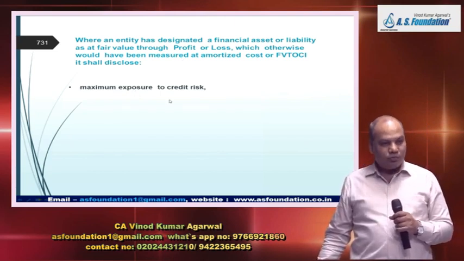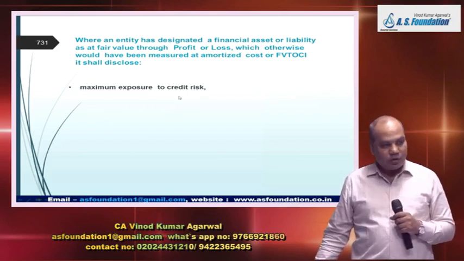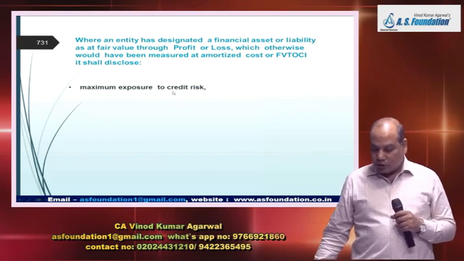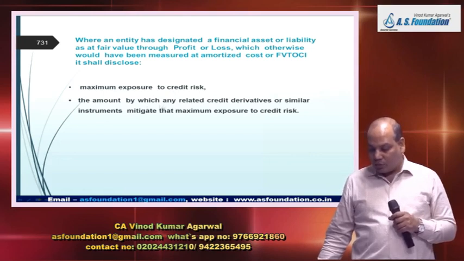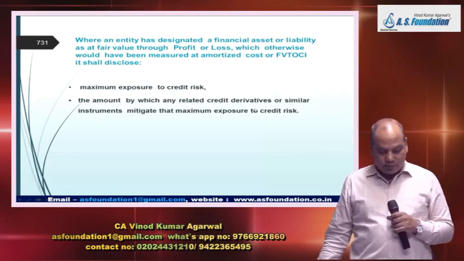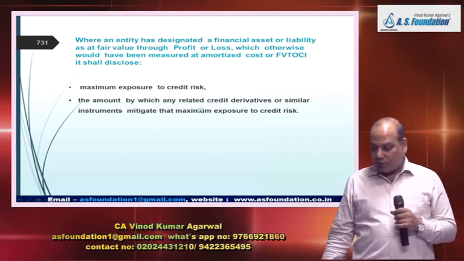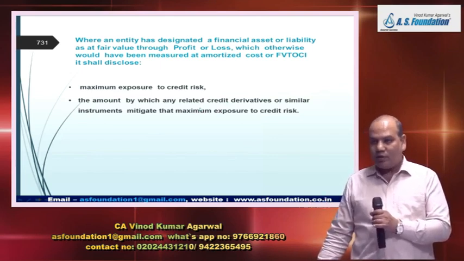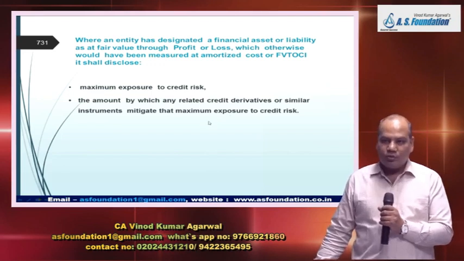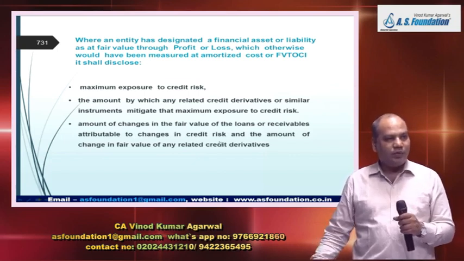Maximum exposure to credit risk. What is credit risk? We have understood, that means risk of default. Let the user know how much can be the maximum loss here, and the amount by which any related credit derivative or other similar instrument mitigates that maximum exposure to credit risk. This means if you have used any risk hedging instrument, then to what extent your credit risk is reduced will be disclosed. If you have a credit risk, you will take insurance, you will take some derivative.